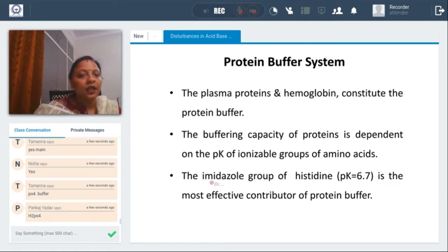And which group contributes it? This is the imidazole group of histidine.